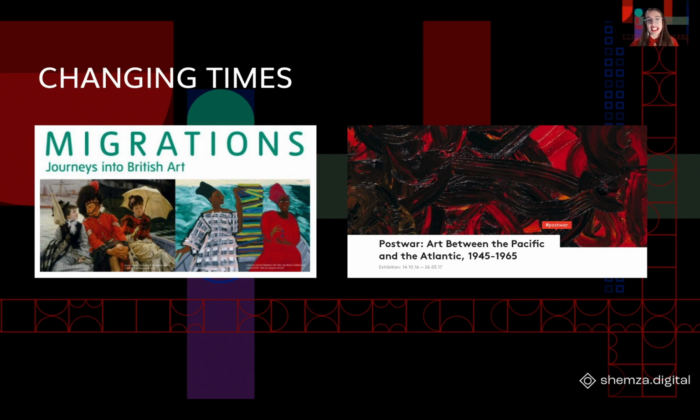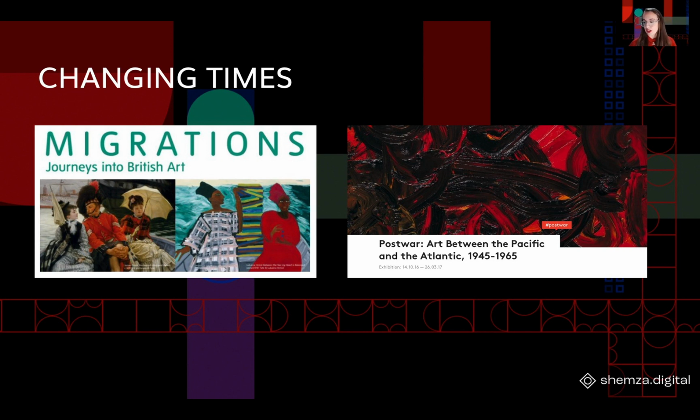And this is reflected in key exhibitions that we found at major institutions in the last few years, such as Migrations, Journeys into British Art at Tate in 2012. This exhibition took the same premise as the other story 20 years later by including migrant artists all together in one show. Whereas more recently, the radical post-war Art Between the Pacific and Atlantic show that was held at Haus der Kunst in 2016 and was curated by Okwui Enwezor. It sought to reframe the origins of the post-war global order.